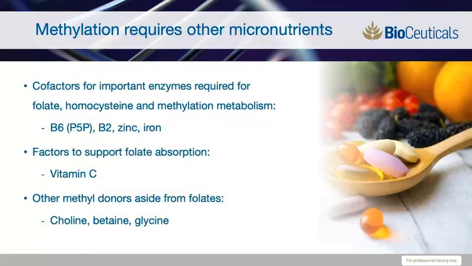Again, I've said it throughout the talk, also the cofactors, your B6, your B2. Vitamin C can help with folate absorption and other methyl donors. If someone's got high homocysteine and you're giving them folate and B vitamins, most of the time the homocysteine will come down. But I have seen it occasionally where homocysteine doesn't come down. Think about choline, think about other methyl donors. Perhaps it's BHMT, something's going on in the liver.